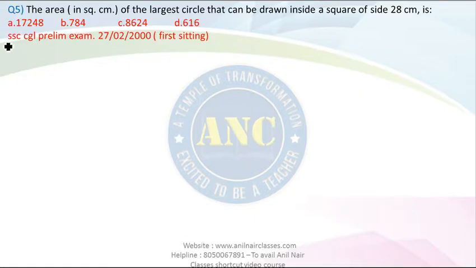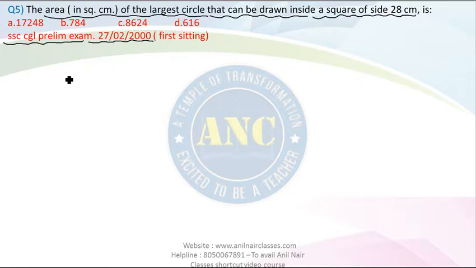Next question, very important question. Several times this question has come in the examination, in multiple exams, in multiple years it has come. Let us see that kind of question right now. Find the area of the largest circle. That means the area of the circle should be maximum. Find the area of the largest circle that can be inscribed inside a square of side 28 centimeter.